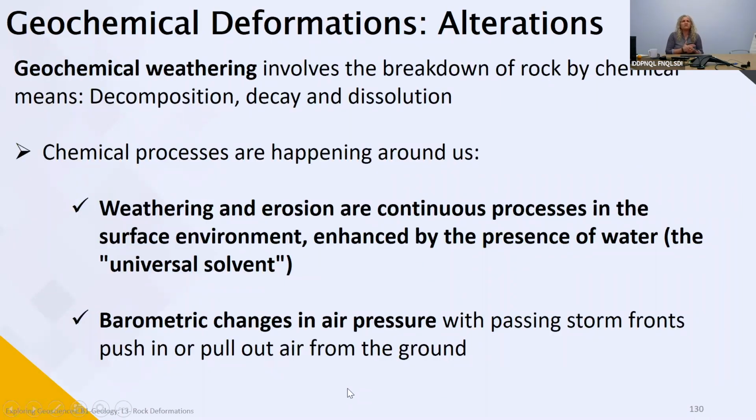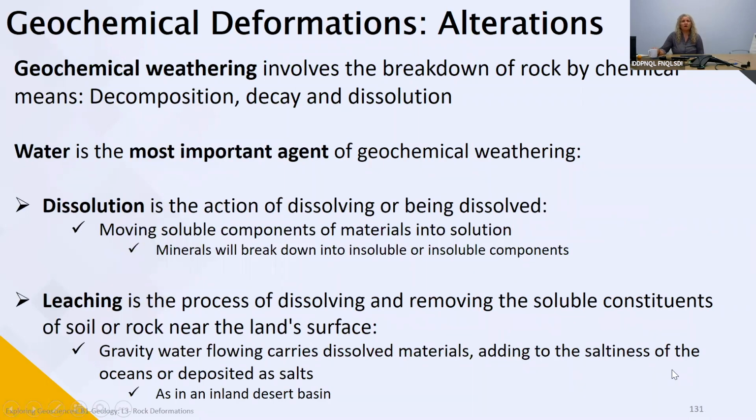Now, if we move on to the geochemical deformations, alterations. Geochemical deformation, contrary to physical deformation, involves a breakdown of rock by chemical means, either decomposition, decay, or dissolution. Weathering and erosion are continuous processes in surface environments, and they're mainly undergone by water, which is the universal solvent. It's also driven by changes in air pressure, and you have to understand that it is really chemical variation within the rock. So water is the most important one.